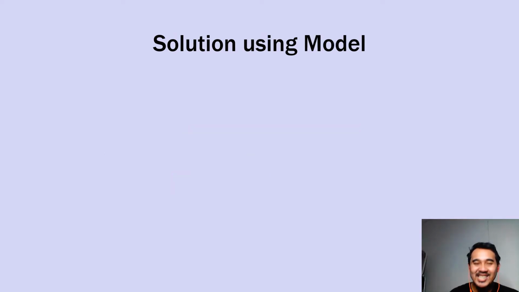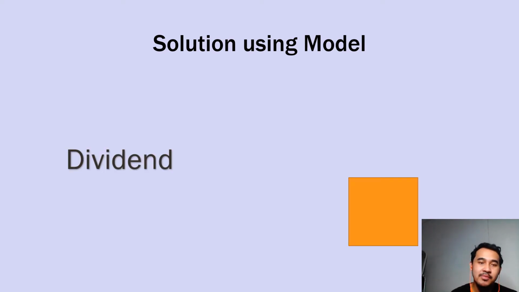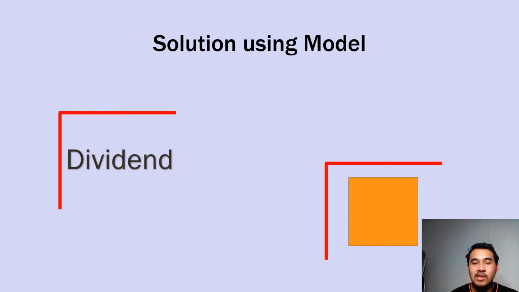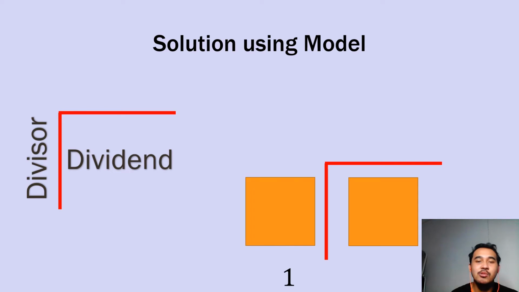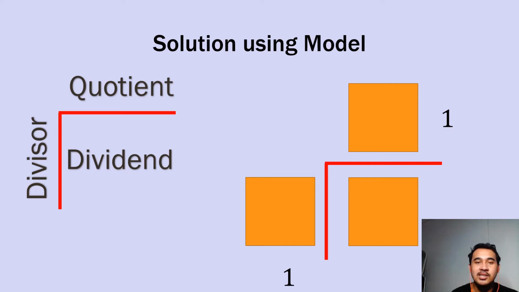Solution using the model. So we have now our model. This is our dividend, so that's 1. Then we divide. This is now the dimensions, the horizontal and the vertical. So we put a divisor there, and we have 1 as well. And then the quotient will be put on the horizontal. So that's 1. So that's how we use the model.